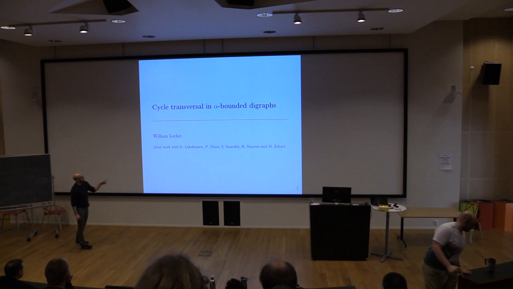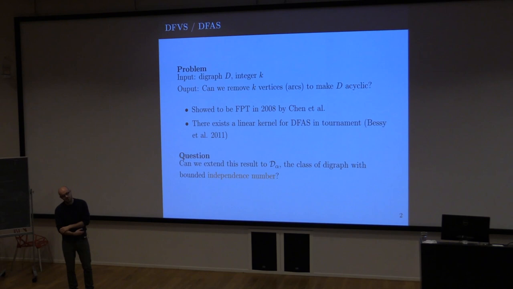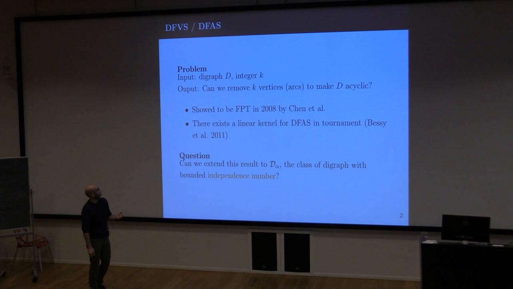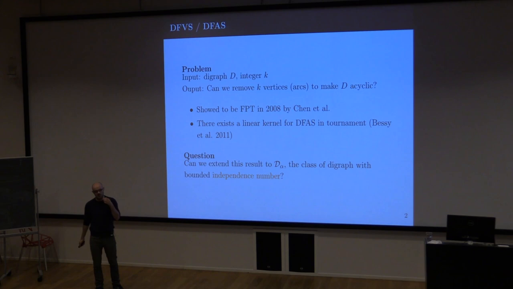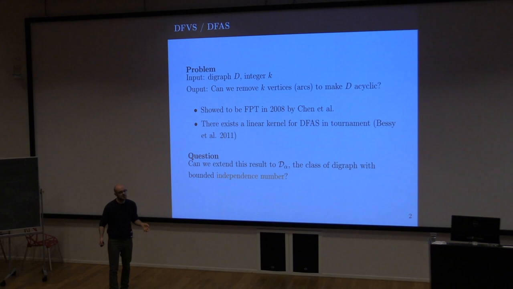So what are we talking about here? We're starting with directed feedback vertex set and directed feedback arc set. So the problem, which probably all of you know: you have a digraph D and an integer k, and the question is, can we remove k vertices, or arcs in the feedback arc set problem, to make D acyclic? This has been shown to be FPT in 2008, but the question of the existence of a polynomial kernel is quite an interesting one, and it's widely open.